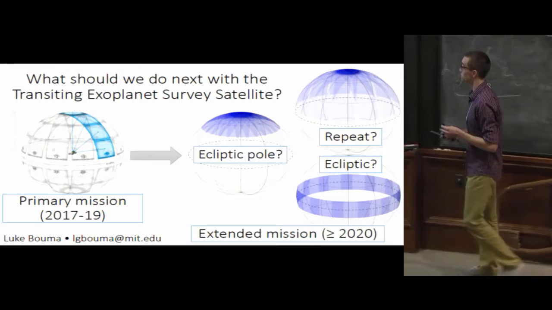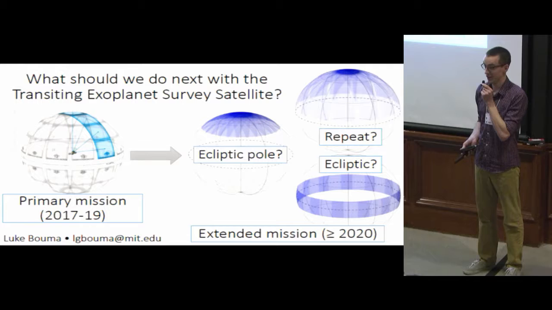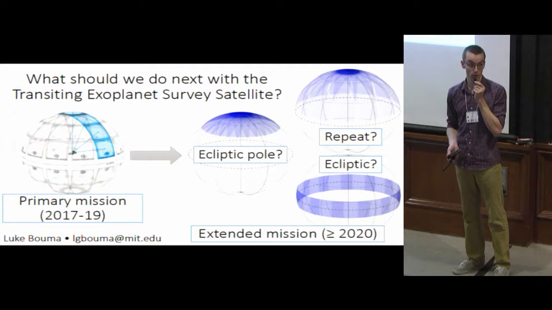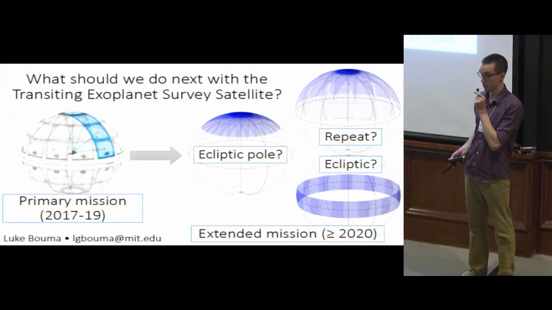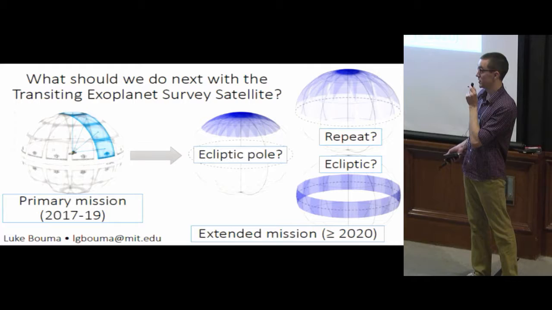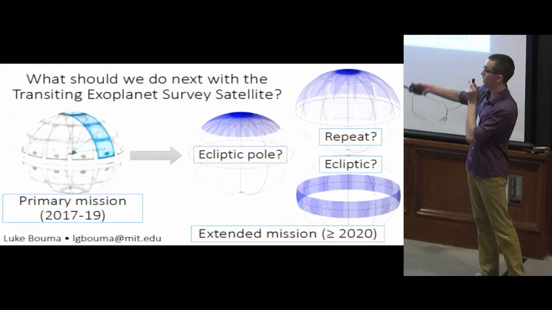Hello, my name is Luke Bauma, and I just completed my first year at MIT working with the TESS team. So TESS, or the Transiting Exoplanet Survey Satellite, is a space-based search for small planets orbiting bright stars. It is scheduled to launch in December of 2017, and shortly thereafter, it'll observe the southern and then the northern ecliptic hemispheres.